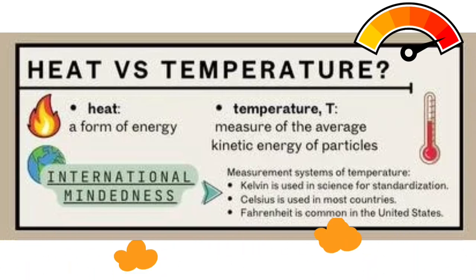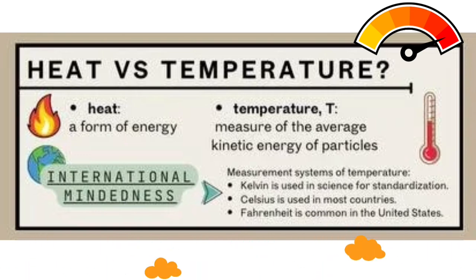Heat is a form of energy. It's the transfer of energy from one object to another due to a temperature difference. On the other hand, temperature is a measure of the average kinetic energy of particles in a substance. To make it simpler, temperature tells us how hot or cold something is, while heat is the energy flow between objects.